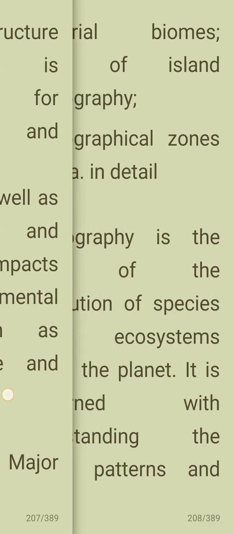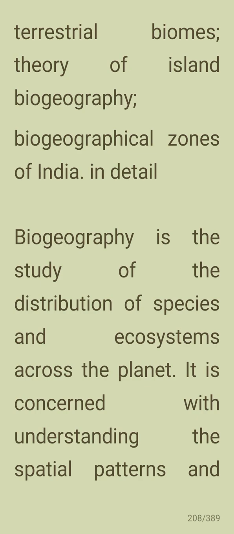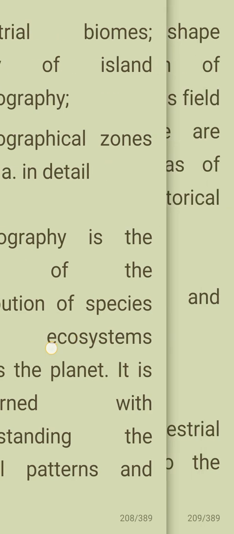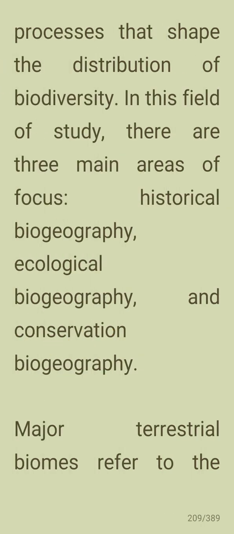So, next topic, biogeography. Major terrestrial biomes and theory of island biogeography. So biogeography is the study of the distribution of species and ecosystems across the planet. It is concerned with understanding the spatial patterns and processes that shape the distribution of biodiversity. In this field of study, there are three main areas of focus: historical biogeography, ecological biogeography, and conservation biogeography.